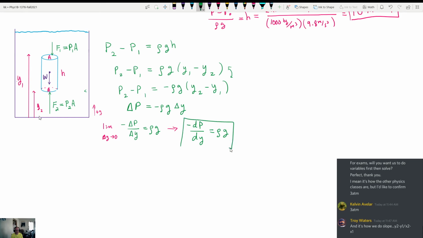This is another expression of variation of pressure with depth that we're going to be able to use in certain problems where we have to use calculus. I mean, this is a calculus expression. What this tells us is the rate at which pressure changes with respect to depth, right? That's what a derivative is. dp dy means the rate at which pressure changes with respect to depth is a constant. That's what this says, right?